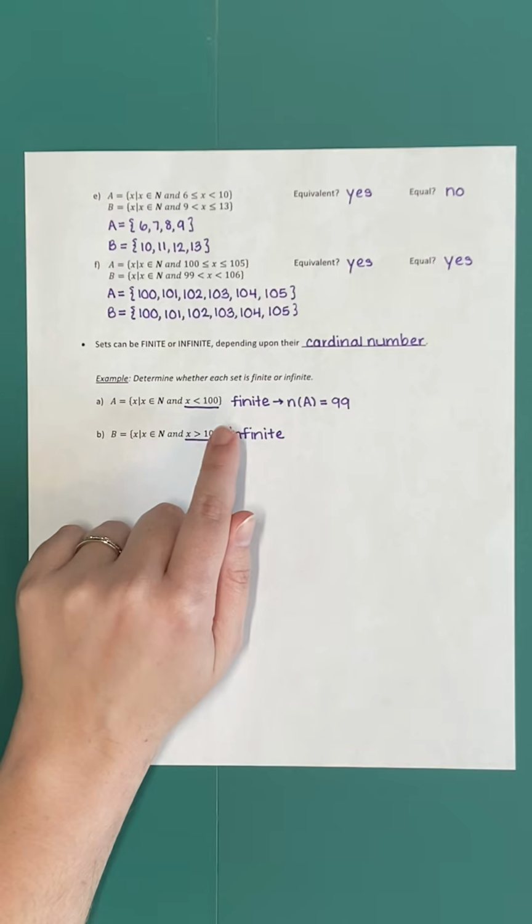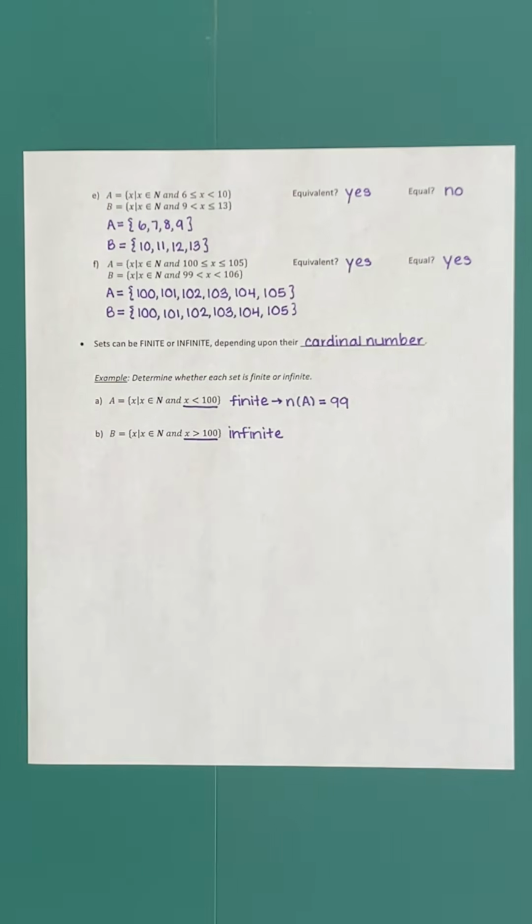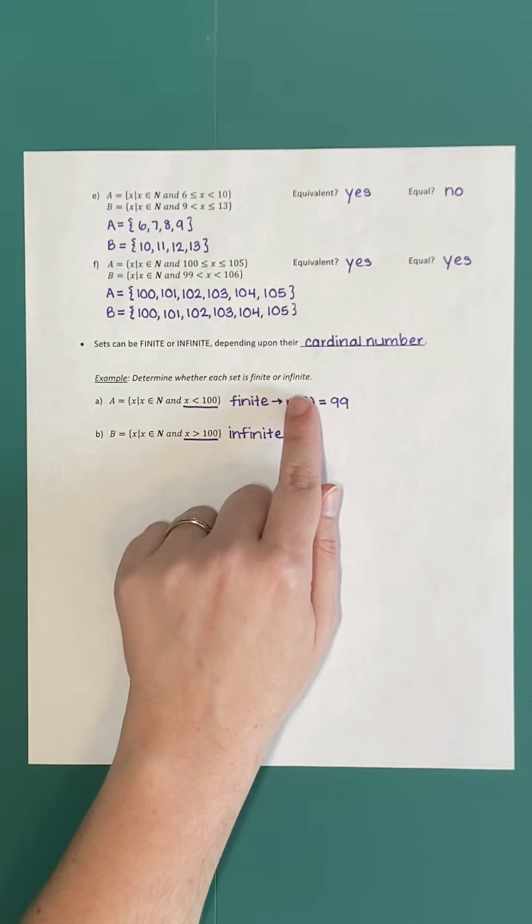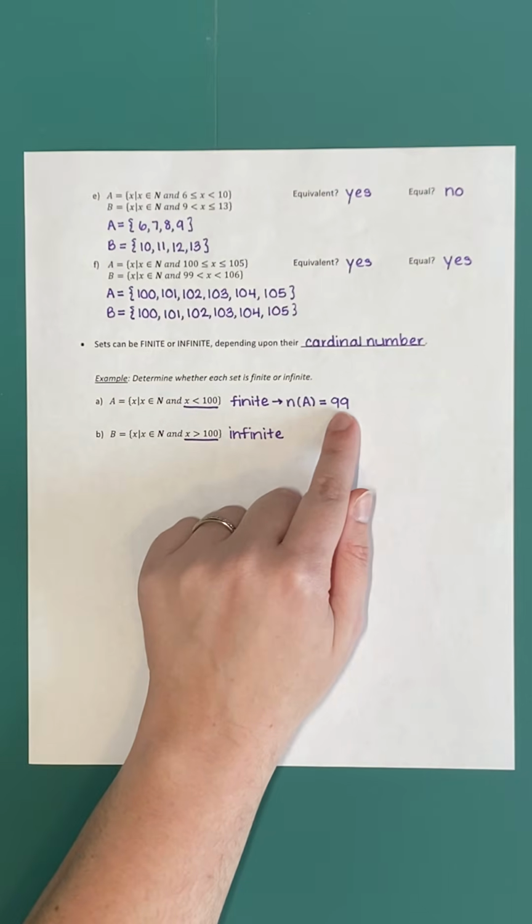If we were to make a list of that, actually write out the roster method, 1, 2, 3, ... and then it would end at 99. 99 would be the largest number. So because that set does terminate, there is truly a place where it starts and a place where it ends. It is a finite set, and in this case, we can say the cardinal number would be 99. There would be 99 elements in that set.